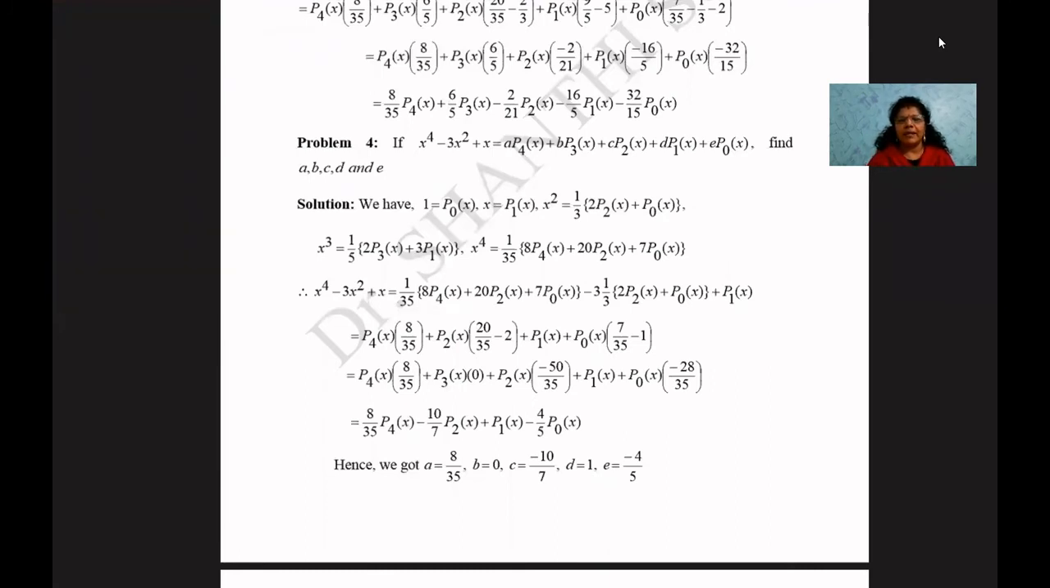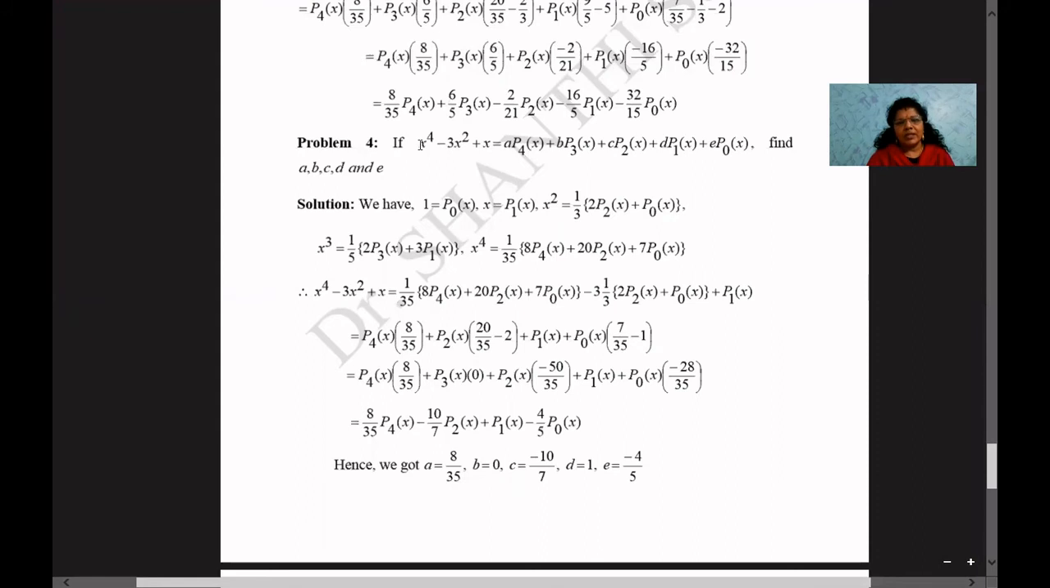This is also the same as the previous problem. It's our fourth degree equation, that is x power 4 minus 3x square plus x. And we have to express this as a into P4 of x plus b into P3 of x plus c into P2 of x plus d into P1 of x plus e into P0 of x. By expressing this polynomial in terms of Legendre polynomials, we have to find the values of a, b, c, d.